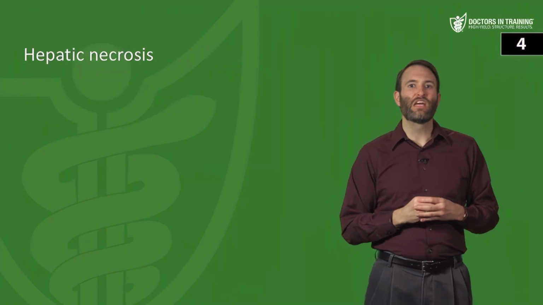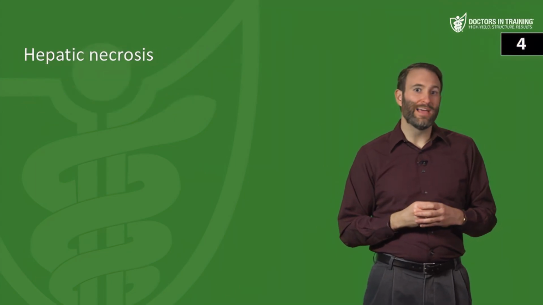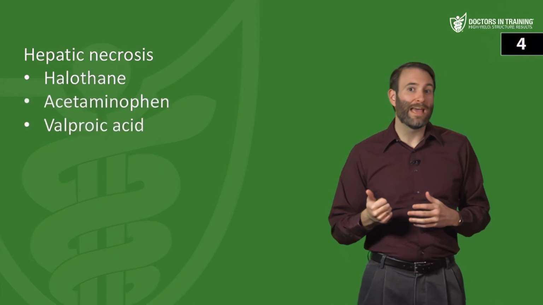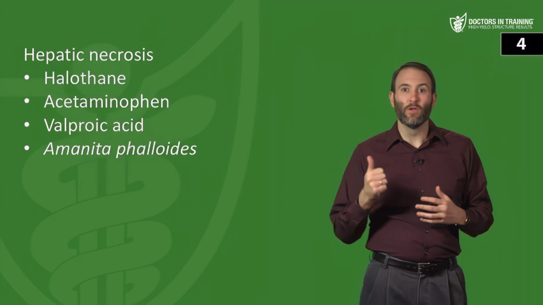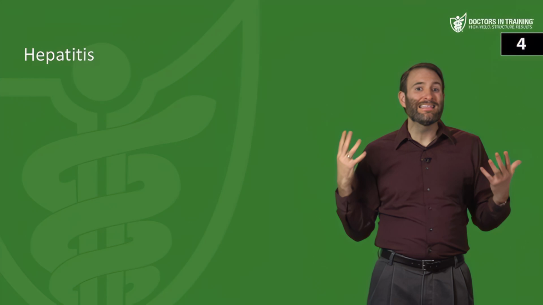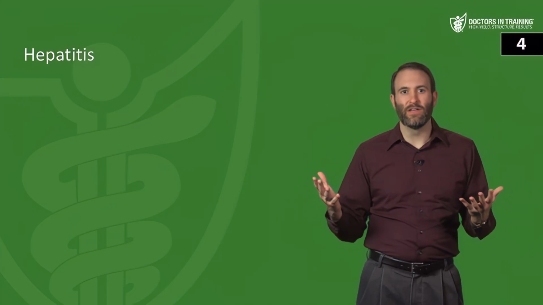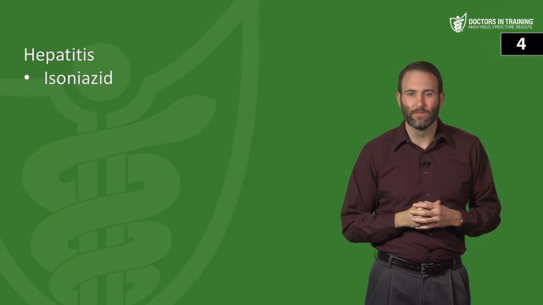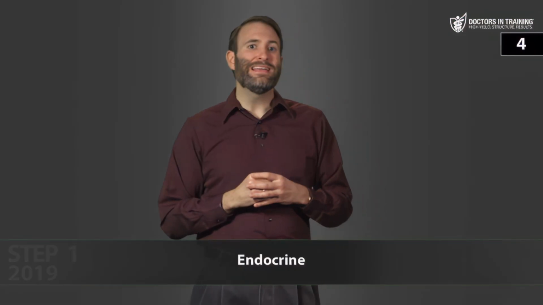Next, we have hepatic necrosis. So this can be seen with excess halothane, excess acetaminophen, valproic acid, and then Amanita phalloides, which is a mushroom toxin. Next, we have just plain Jane hepatitis. A million things can irritate the liver, but the one I really want you to remember here is INH, isoniazid. Now let's move on to endocrine.